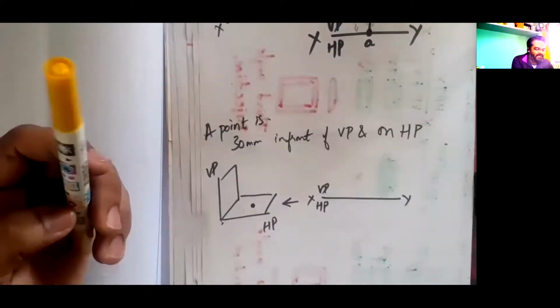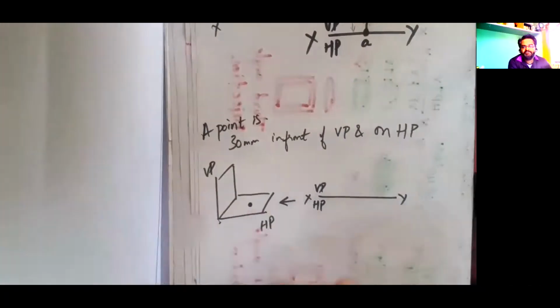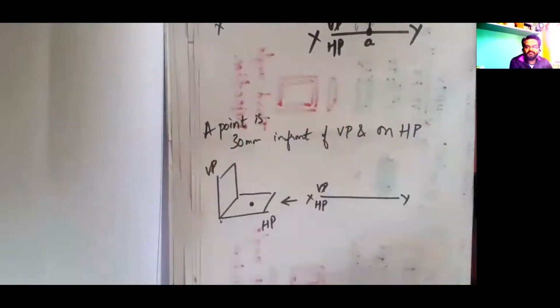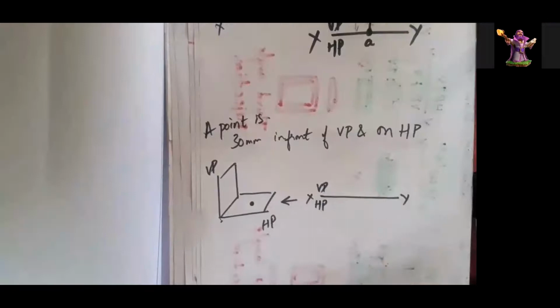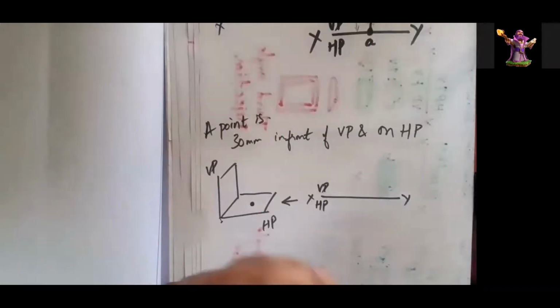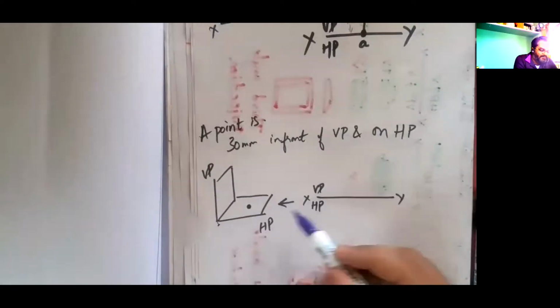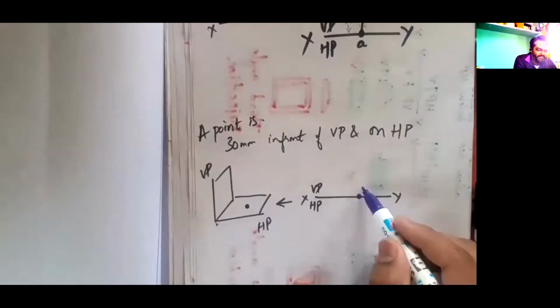Imagine a ball lying on a floor. The point is 30 mm in front of the wall and on the floor. When you see from the base, it is on the XY plane, on the XY line. It is simple. On the XY line, you have got what? The front view. So this is the front view, and I am naming it A dash.